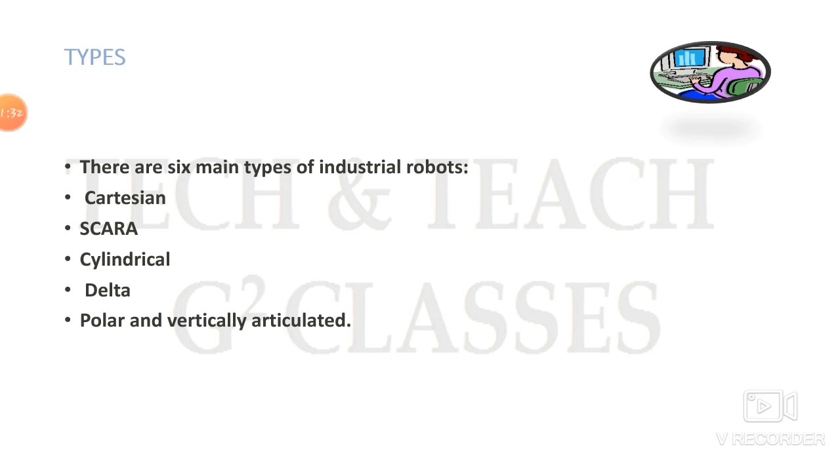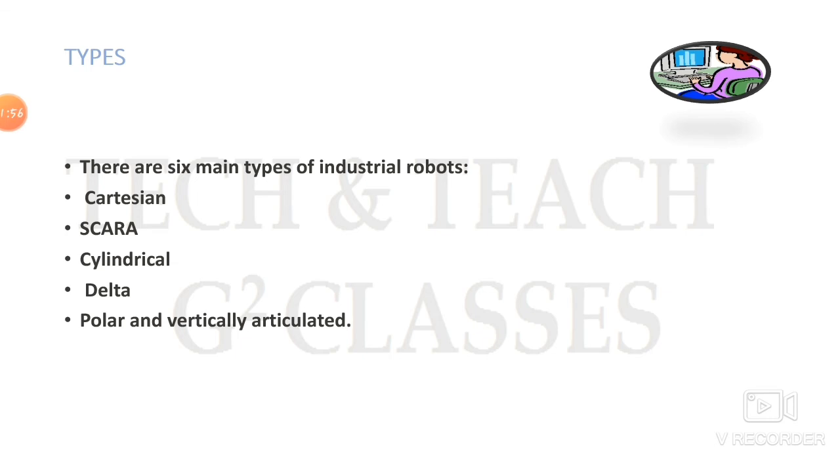Don't think too much about what is Cartesian, what is Scara, what is cylindrical, what is delta. Okay, it is also a different type of robot, and you should know the names. If you know the names, it is very easy to identify in fill in the blanks or choose the correct answer, or wherever you want to tick the mark. So just remember these names: Cartesian, Scara, cylindrical, delta, polar and vertical articulated.